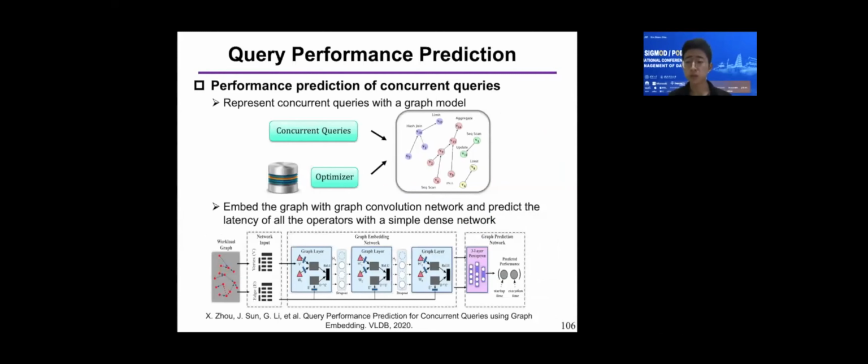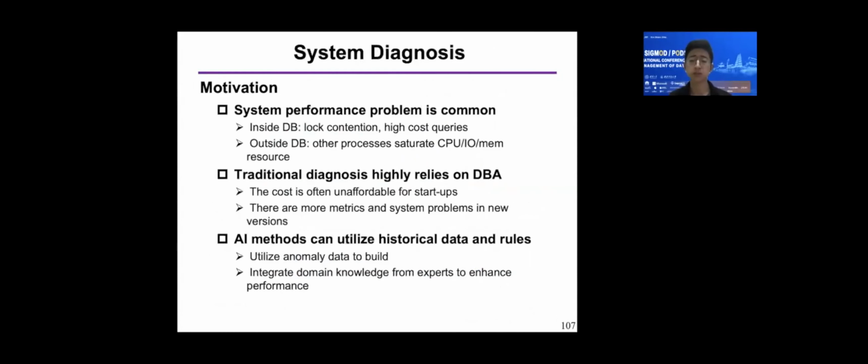They use a graph model to characterize concurrent queries, where the vertices are operators and the edges capture the operator correlations like data passing and access conflicts. And they use a graph convolutional network to embed the workload graph, extract performance-related features from the graph, and predict performance based on the features.